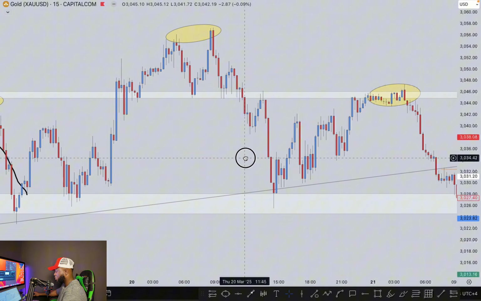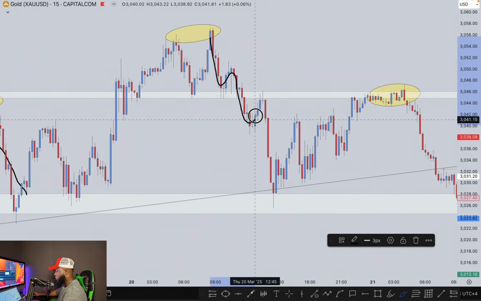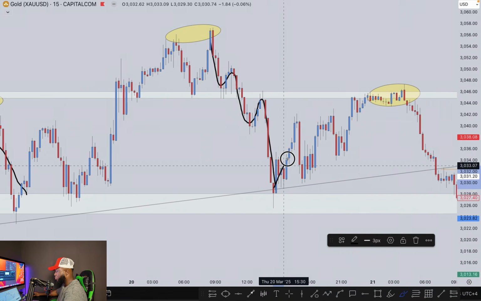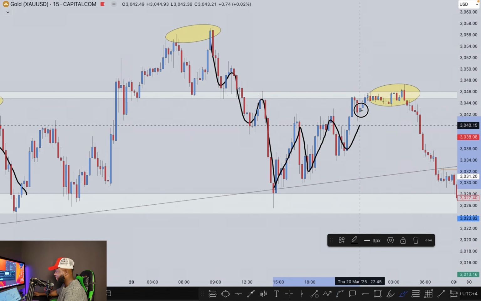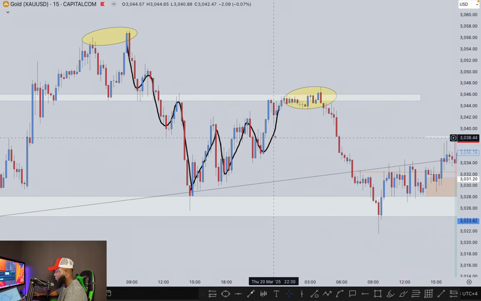This is not even what I want to talk about. Look at the 15-minute structure. So obviously the 15 minutes was just creating lower lows and lower highs, right? And then we got to this level, price started pushing to the upside, higher high, higher low, higher high. This is a very simple market structure. You just have to understand the very basic market structure.